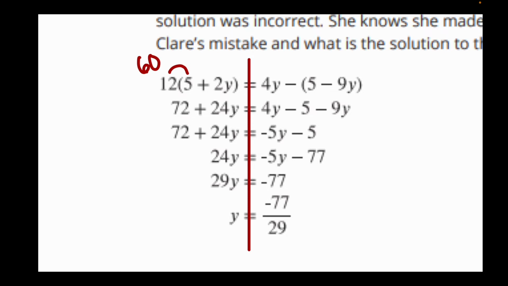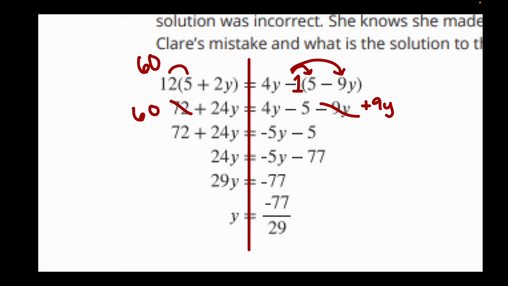Now on the right-hand side, we have 4y, and then minus all this stuff in parentheses. If you ever come across that, you can imagine that that minus is like a -1, and you can distribute that to each of the pieces here. So that would create -5, so that's good. But a -1 times a -9y is going to make a positive 9y, not a negative. So we have two mistakes here already, one on each side.